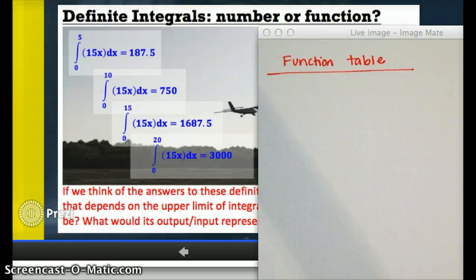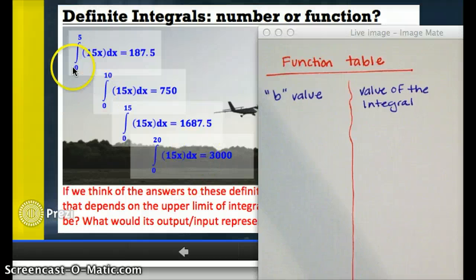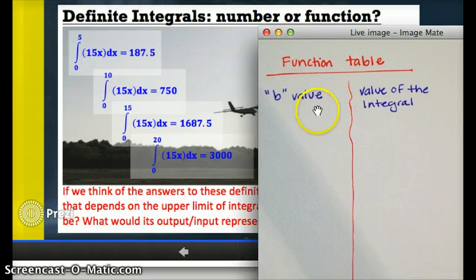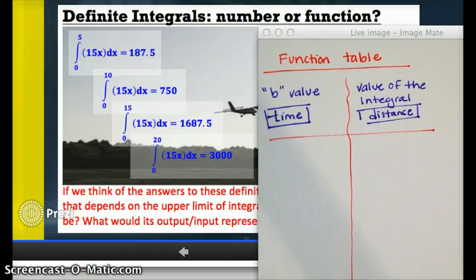In this case, we want to talk about the relationship between the b value, the upper limit, and the value of the integral, the answer that we get at the end. Now, b value and value of the integral are pretty mathy ways to think about what was supposed to be a real example about a plane. So think about what the b value means. The b value is the end of the interval of time, and the answer is the total distance traveled. So instead of just saying a function table with the b value and the value of the integral, I could also think of this as a function table where I'm going to record time and distance.